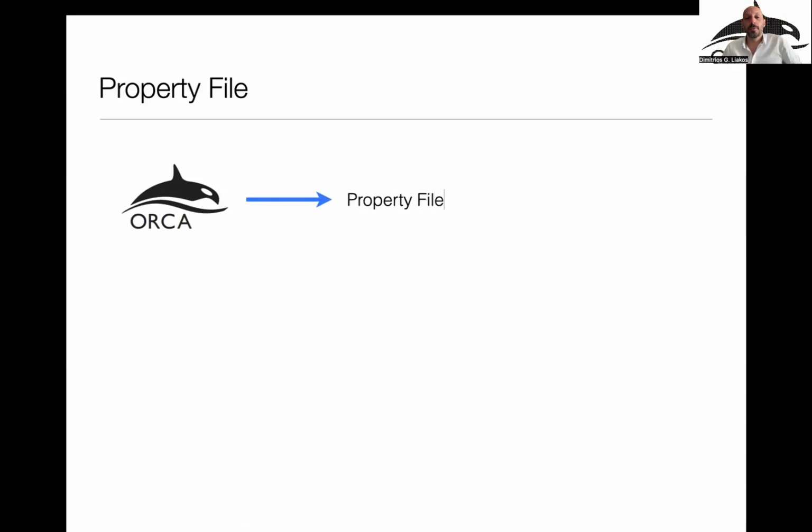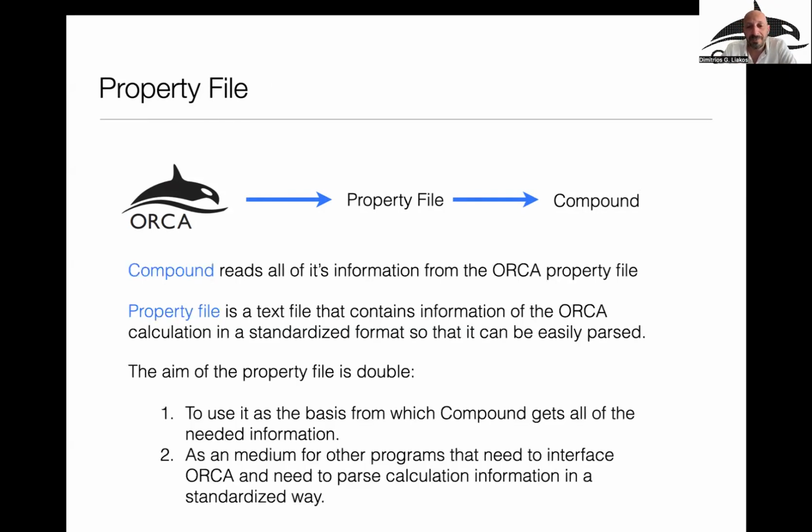Now, let's move to something a little bit more technical. Every time a user performs an ORCA calculation, ORCA creates a normal ORCA output, but also creates the property file. This is what compound reads to analyze all the data. So let's have a look at the property file, because it's an integral part of compound. The property file is a text file, so the user can also open it and play with it. It contains information about the ORCA calculation, but now in a standardized format that is easier to parse.